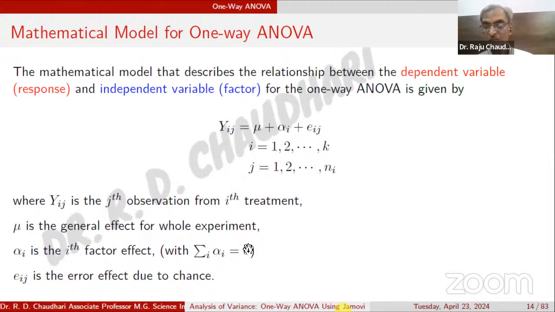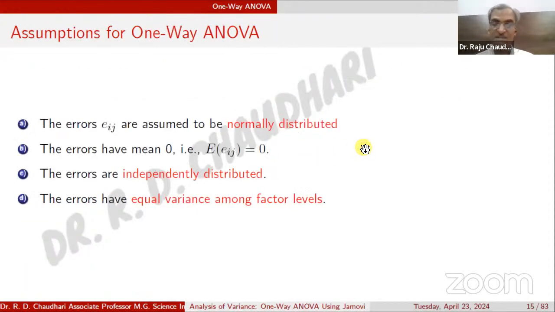This is just for your reference. So the observed value is because of the effect due to the factor, like in our case, because of the batches, there is a difference in the observed value, right? And the remaining part is the error part, that is Eij, the error effect due to chance, right? And mu is the overall effect, right? So this is the mathematical model for one-way ANOVA, and this is just for your reference, right? Now the most important part is the assumptions, right?